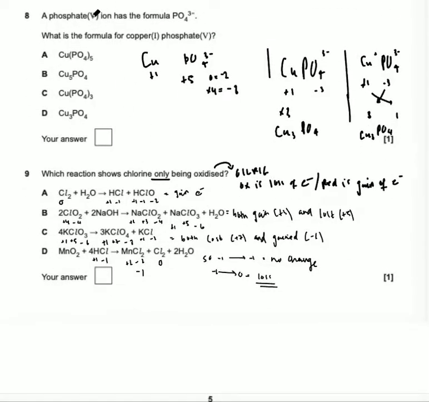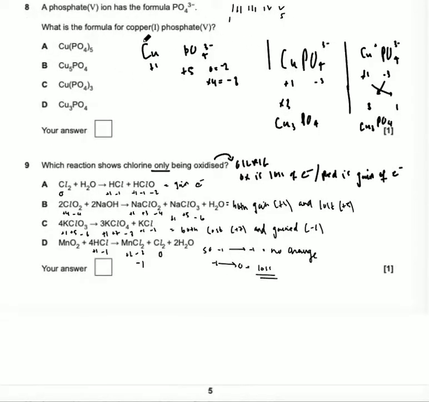A phosphate(V) ion, so 5, has the formula of PO4 3-. What is the formula for copper(I) phosphate? Okay, let me just write down the Roman numerals really quickly. It's useful to memorize these. So that's 5 and that's 1. Okay, so what is the formula?